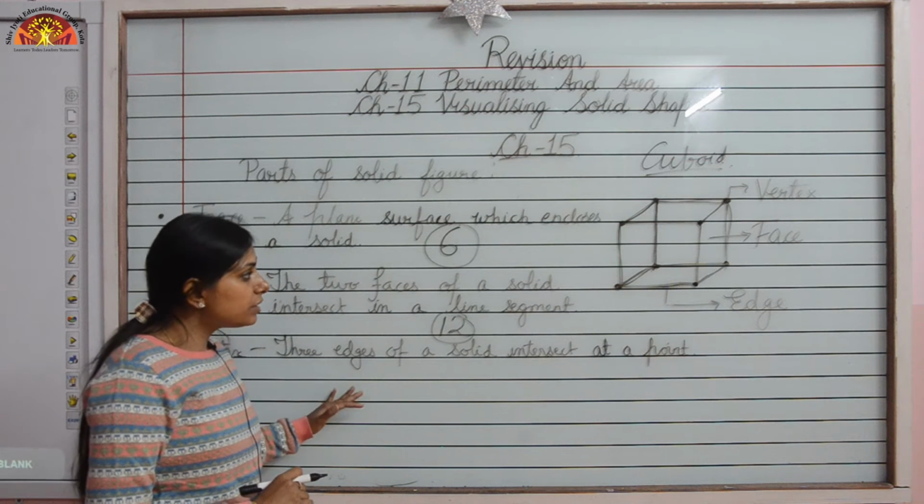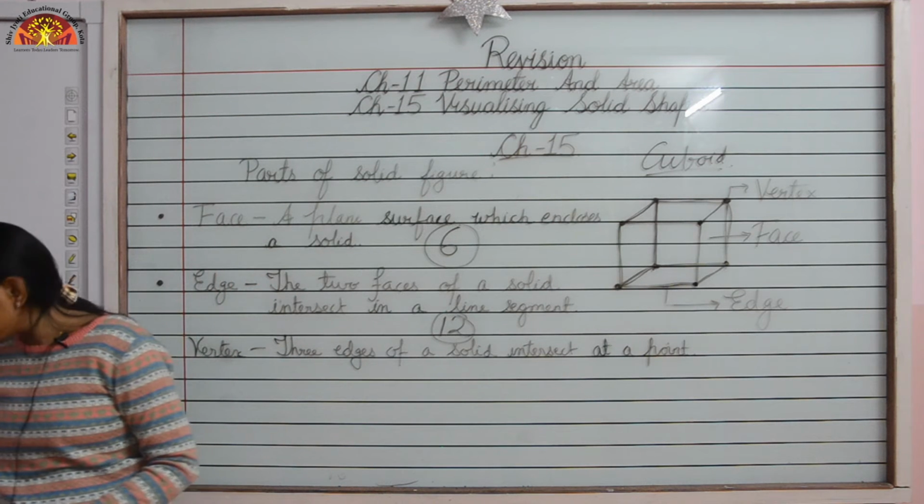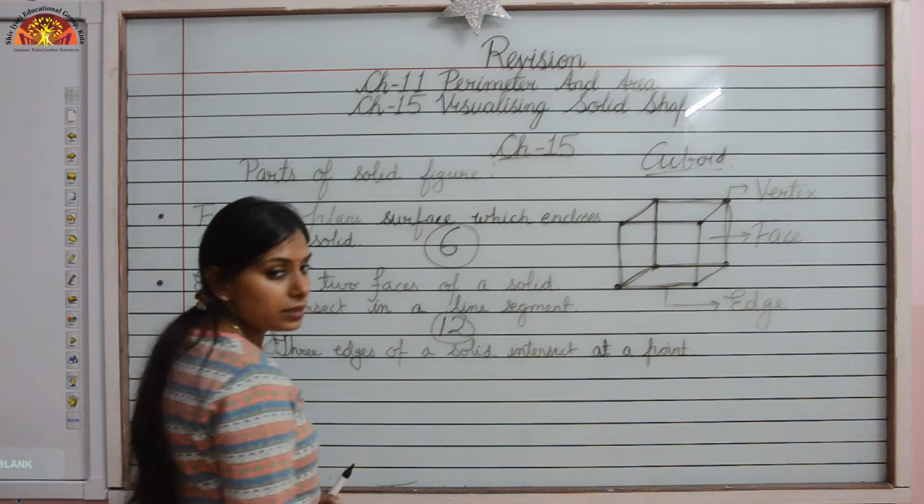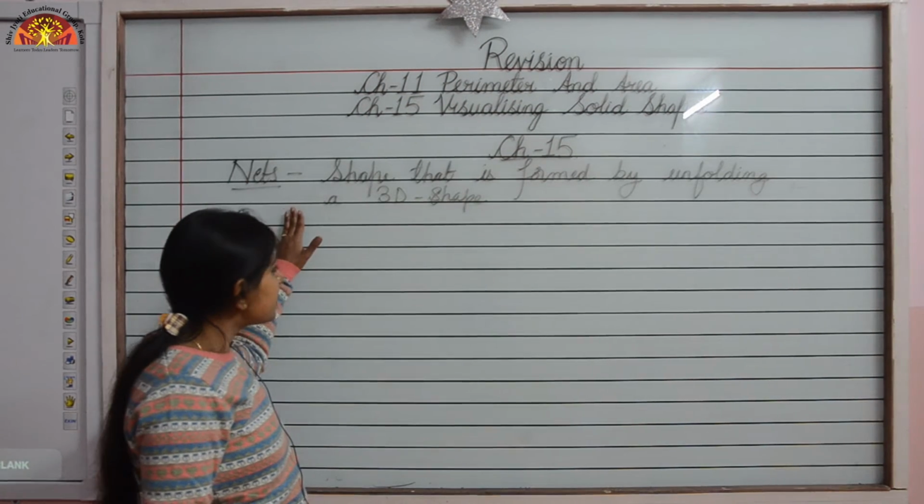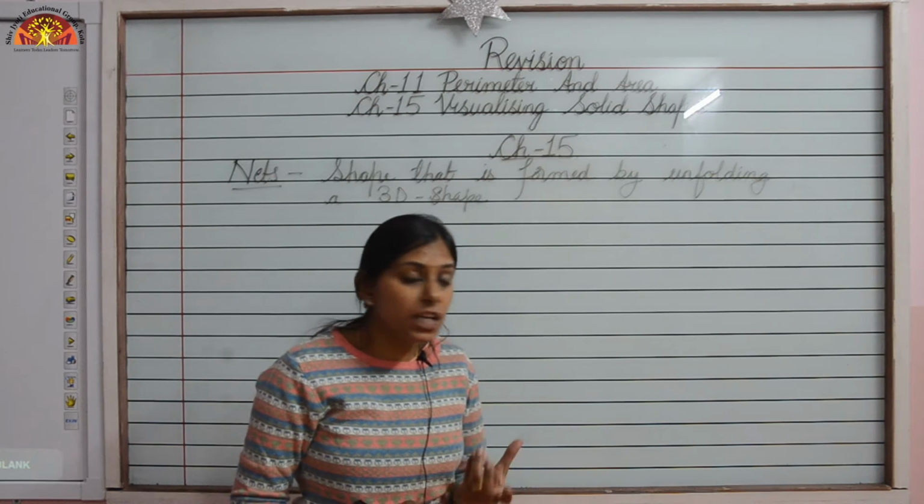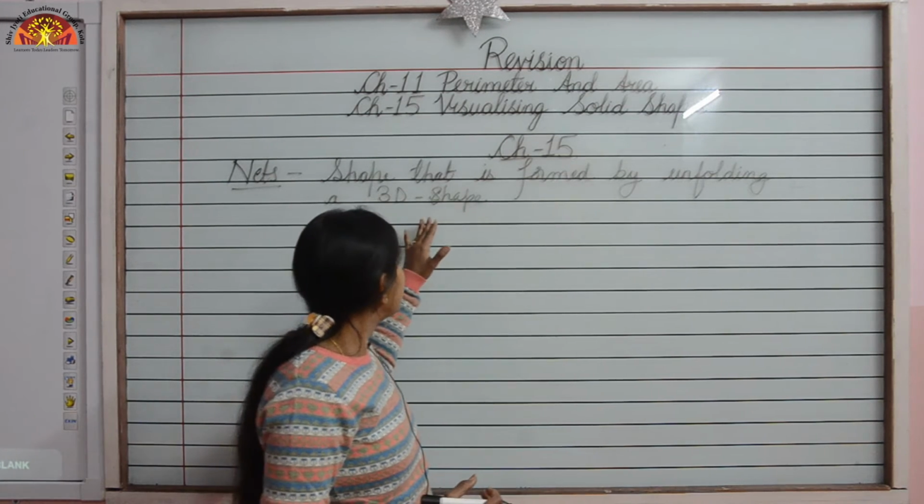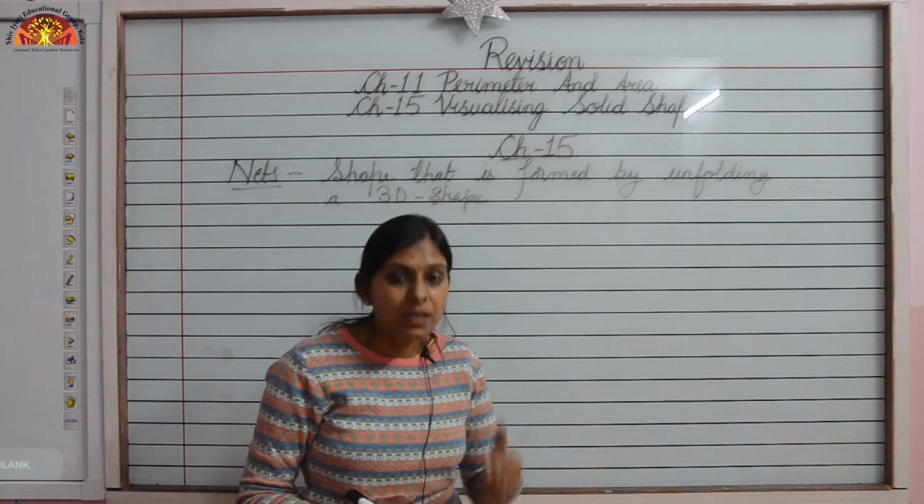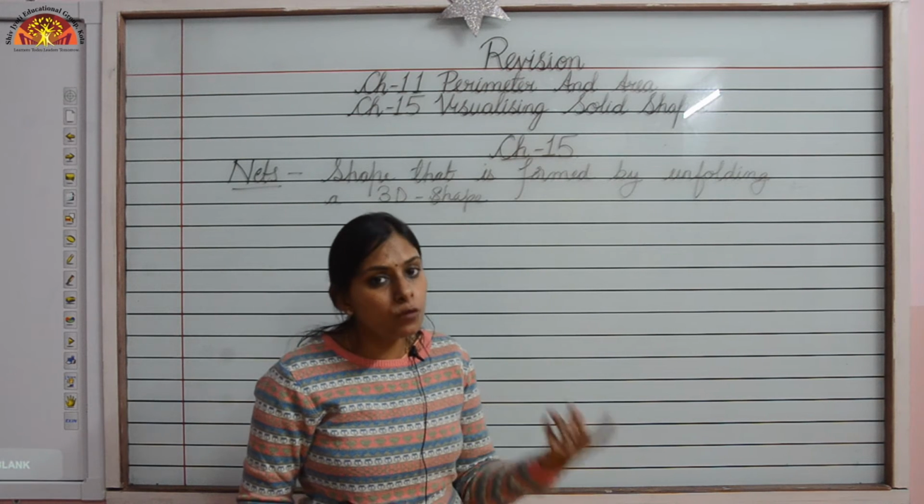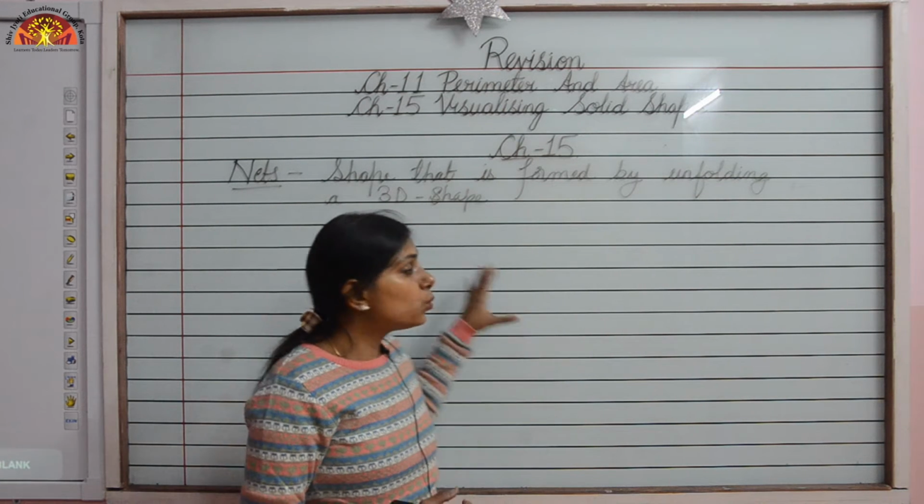Okay, now children, our next topic is the net. What is the net? So now children, we'll just talk about nets. What are nets? A shape that is formed by unfolding a 3D shape. Is it clear? What is a net? A shape that is formed by unfolding a 3D shape is known as a net.